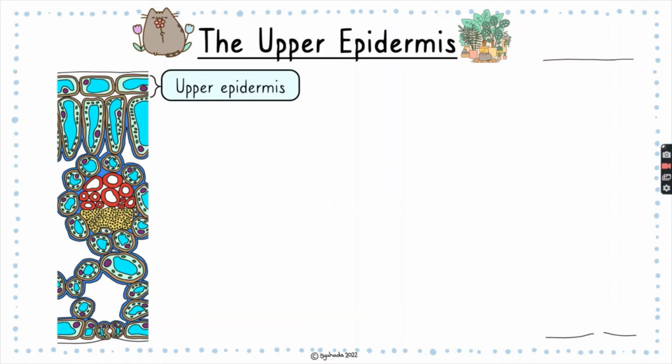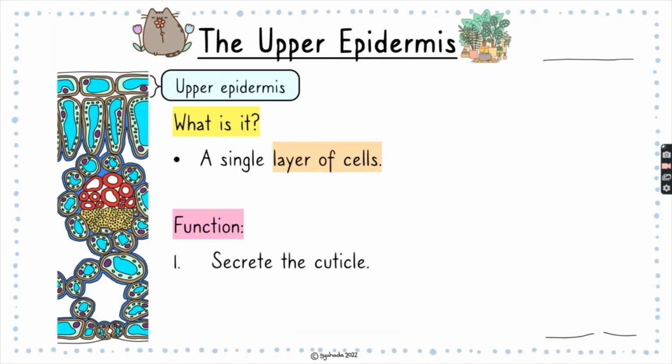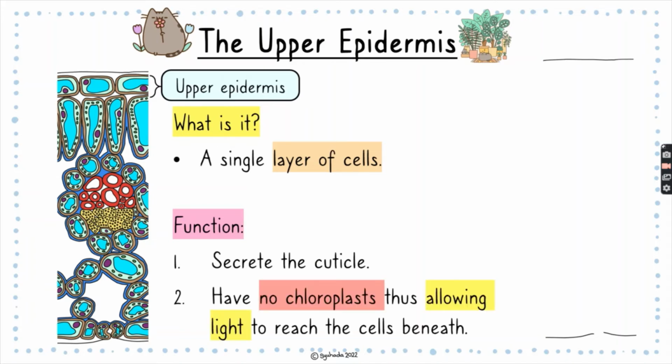The upper epidermis is that layer right there. It is a single layer of cells, and their main function is to secrete the cuticle. They have no chloroplasts, which means that they allow light to enter the cells beneath them.